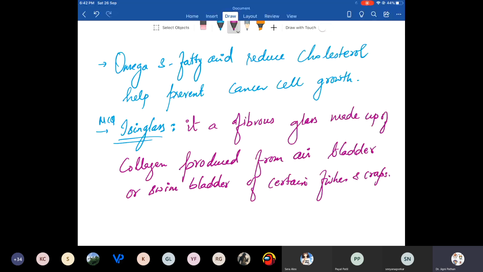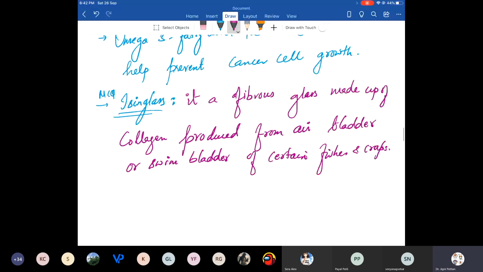Why is it used? Anybody, any idea? Isinglass is used in clarification of wines. Next.